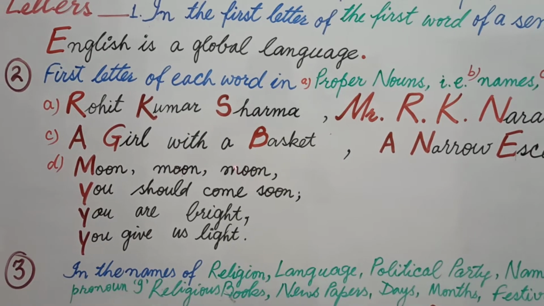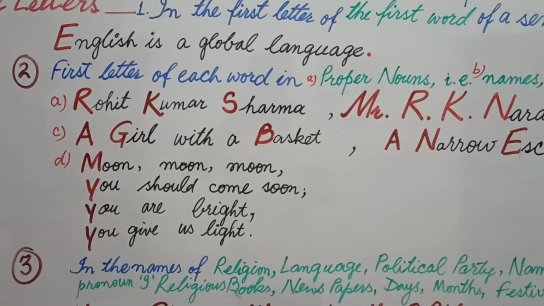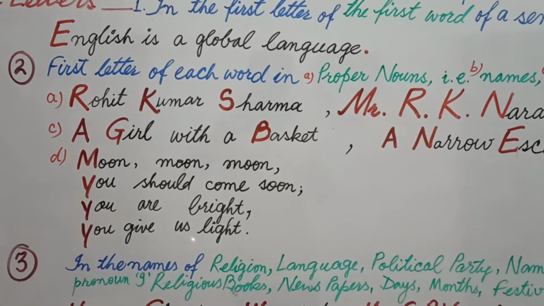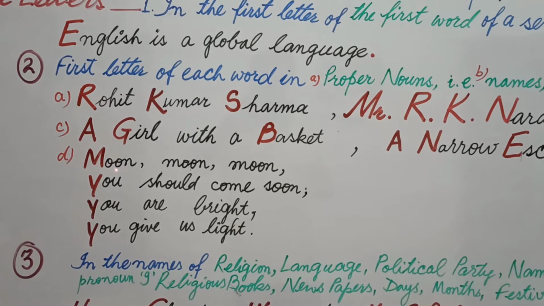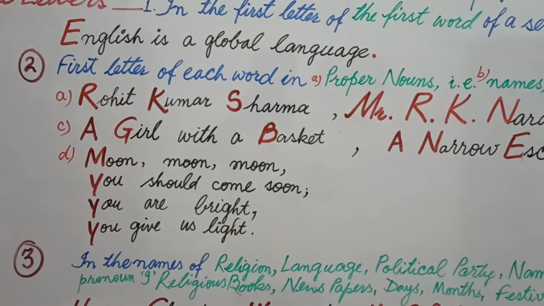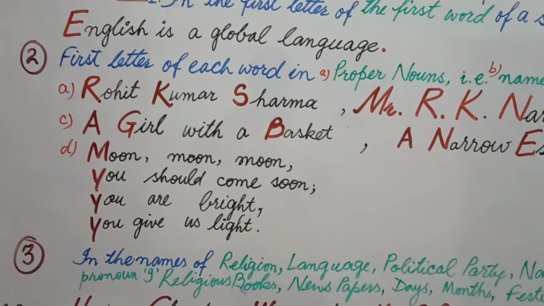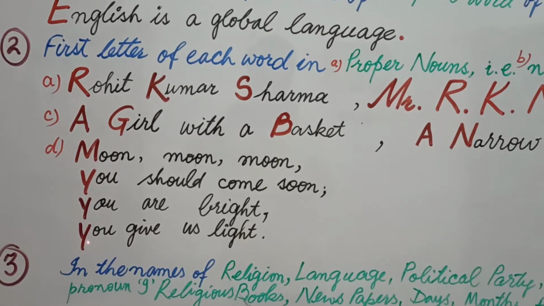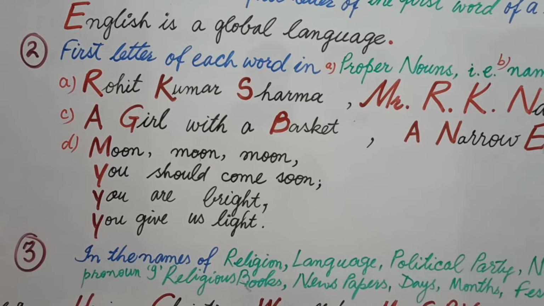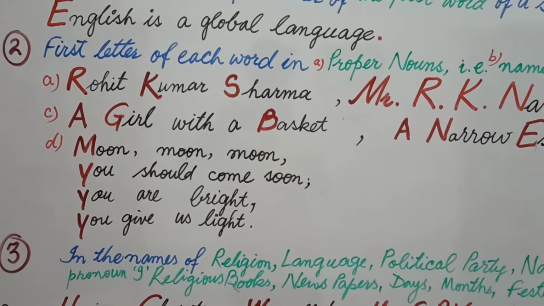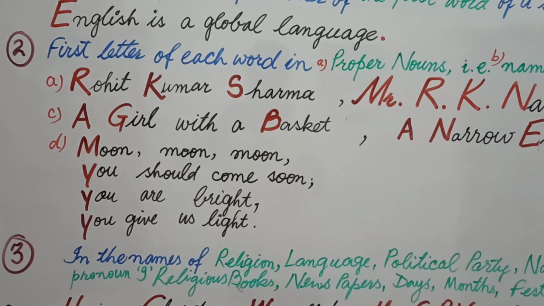Moon, moon, moon. Students, this is a poem of 4 lines. You should come soon. You are bright. You give us light. Students, the first word is moon and the first letter is M. Y capital, Y capital, Y capital. Students, Y here occurs 3 times. It's by chance, but there may be different letters. Whatever letter is there, you write it in capital form.